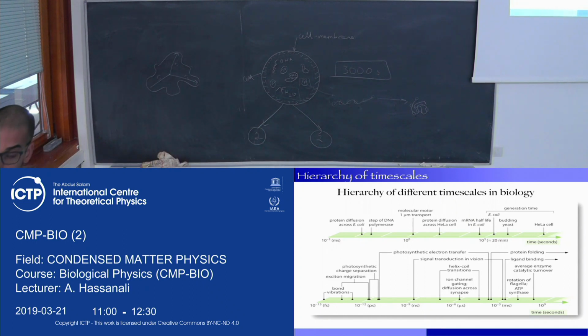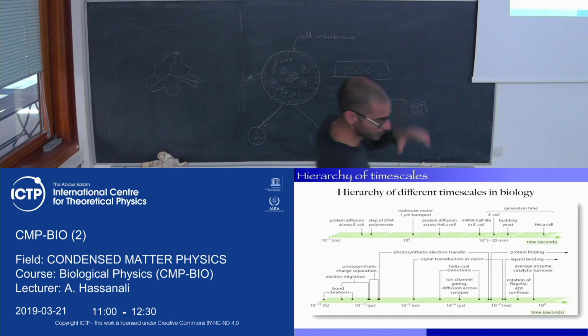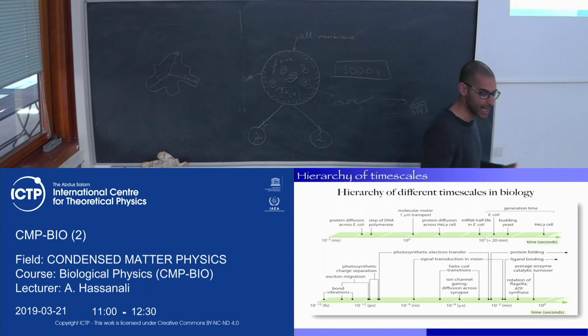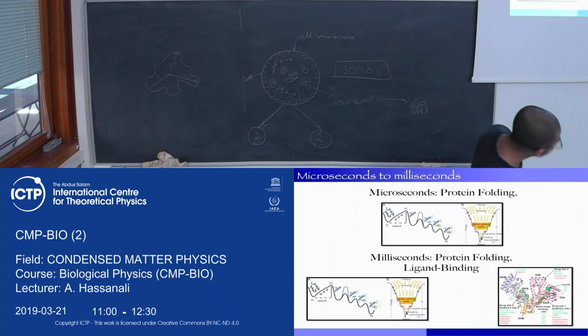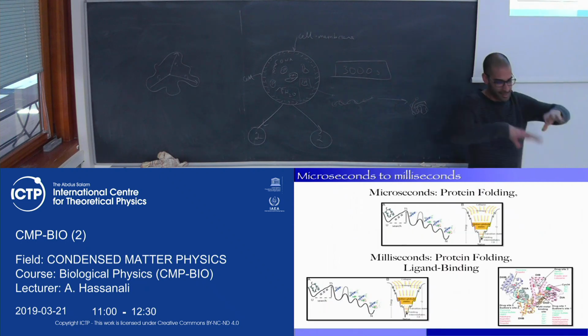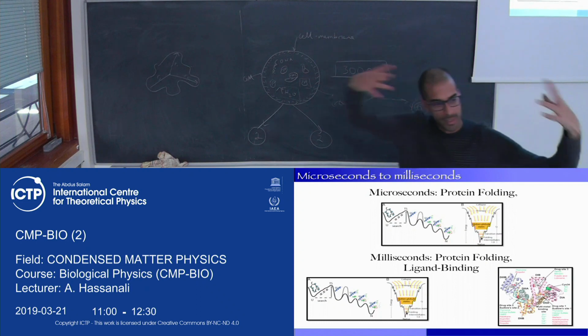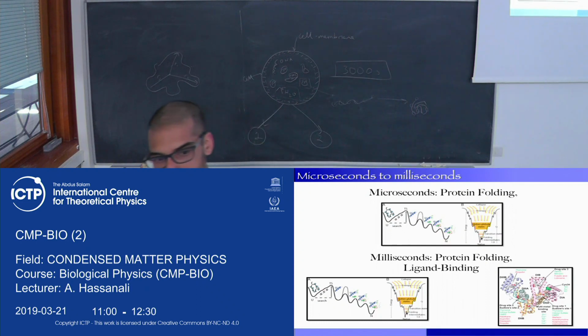That's the first point. The second point is that the reason there's a big hierarchy of timescales is that they're soft matter systems. They're highly anharmonic, highly corrugated, so very glassy, with rough free energy landscapes.